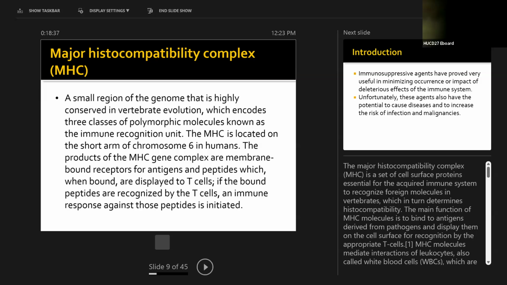That's why you see here, it's a small region of the genome. It's highly conserved. It encodes three classes of polymorphic molecules known in the immune recognition unit. We call them HLAs.